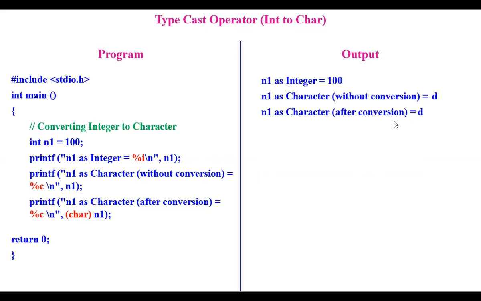Even after we did this conversion, it is showing the same. So whether you did it or not, the system itself will do the job of converting character into integer or integer to character. That's how this implicit conversion takes place. Clear? Next. What is the advantage of this implicit conversion? Let us see.